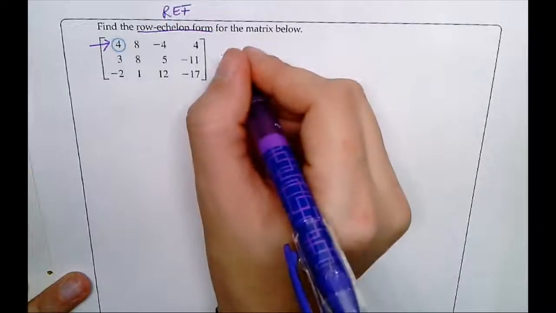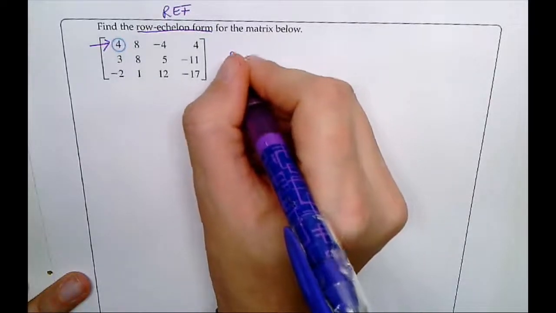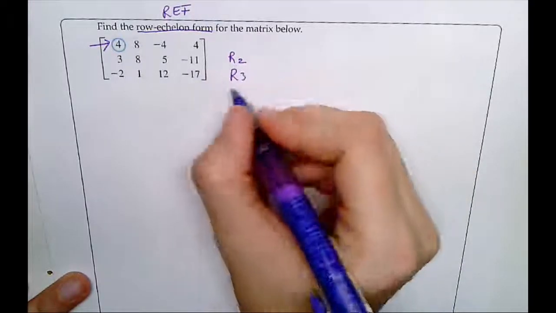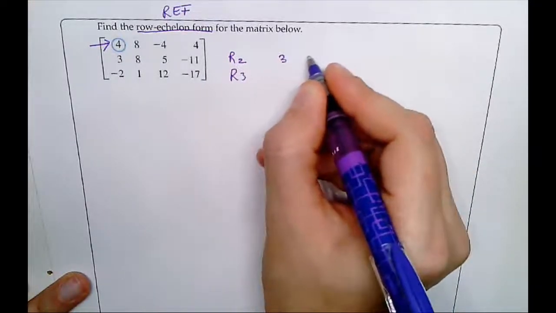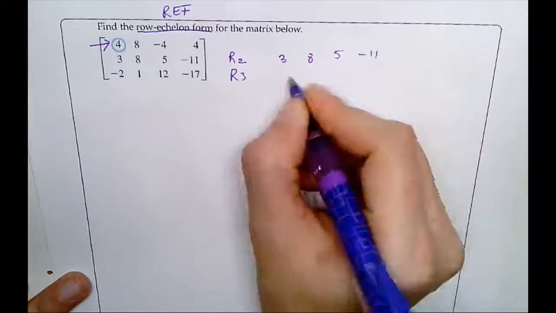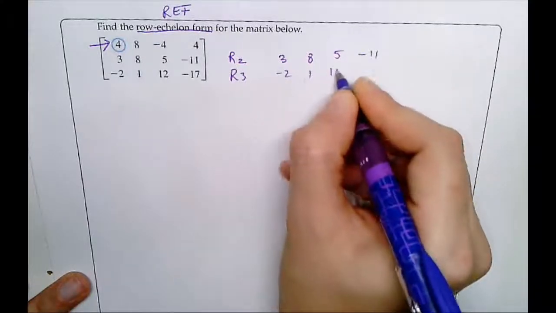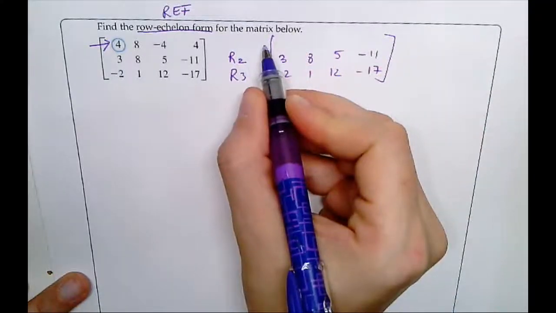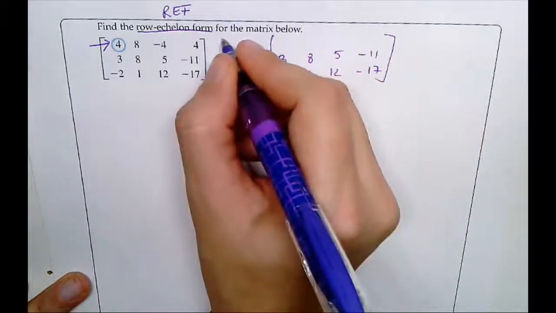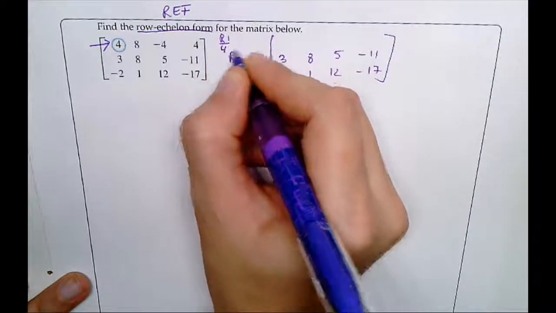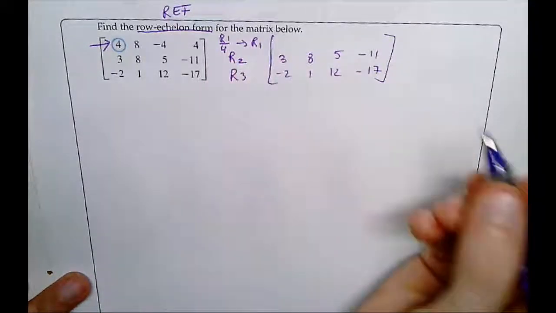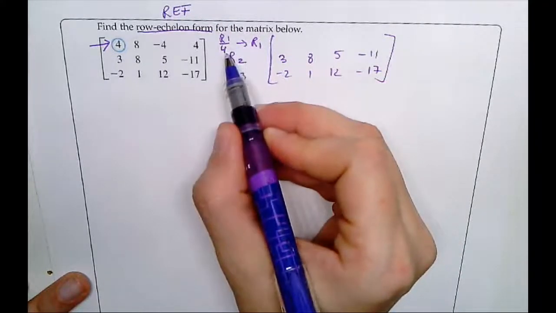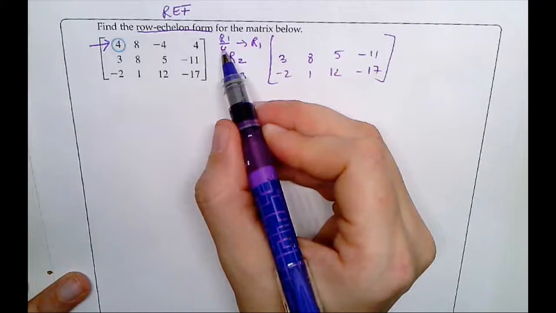So what am I going to do? Row 2 stays the same, and then row 3 stays the same. I'm not doing anything to row 2 and row 3, so I might as well just write them: 3, 8, 5, negative 11, and then negative 2, 1, 12, negative 17. But what am I doing to row 1? I'm going to divide row 1 by 4, and that's going to become row 1. So row 1 is going to become row 1 divided by 4.